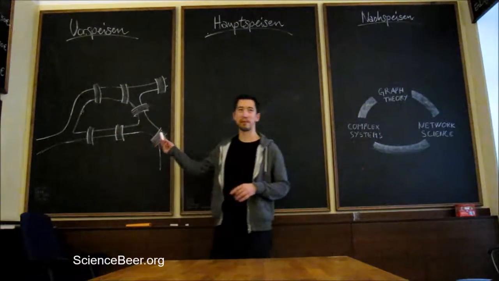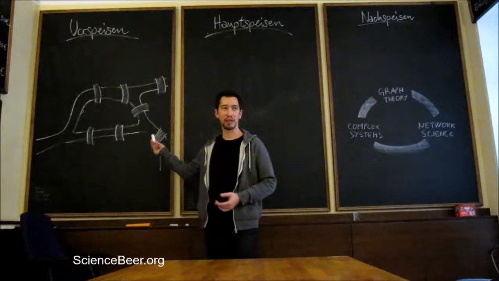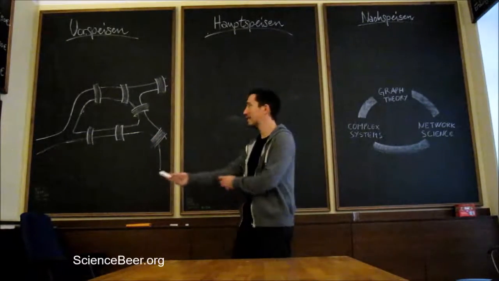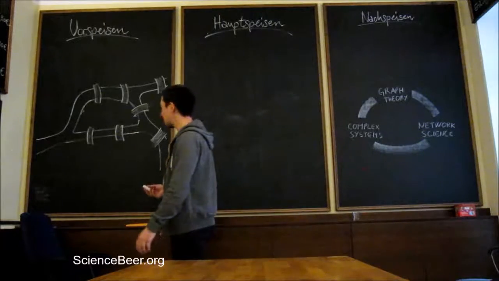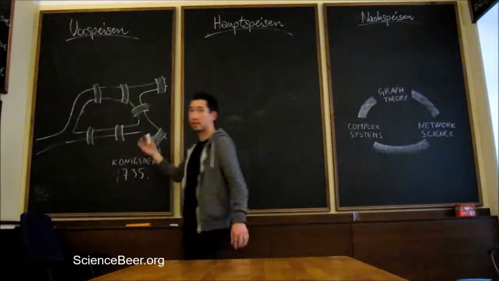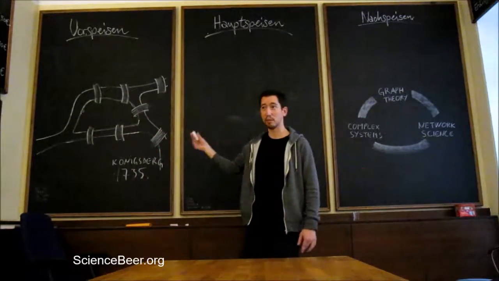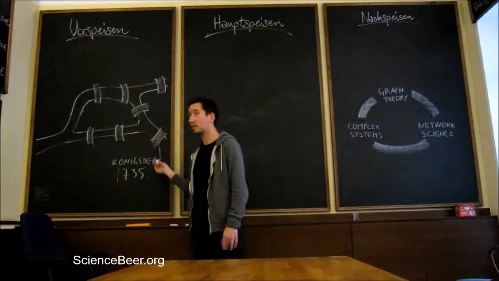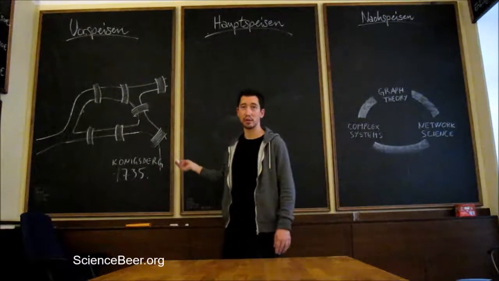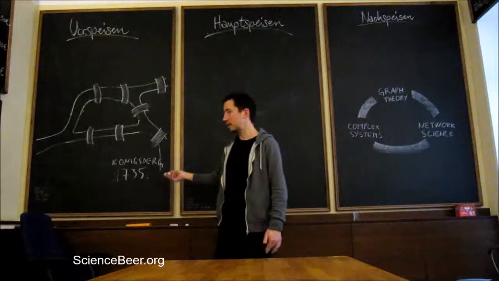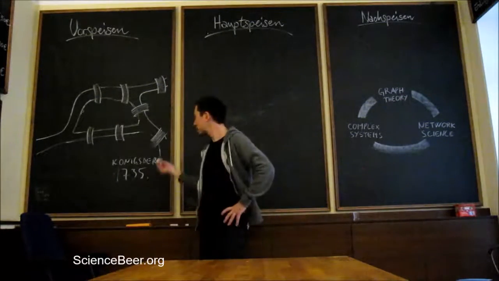So this is a map of a city. Does anyone recognize the city? Of course not. That's actually the city of Königsberg. This city actually doesn't look like this anymore. Nowadays it's the city of Kaliningrad, and it's in Russia. And back then it was Prussia. But why is this city important?